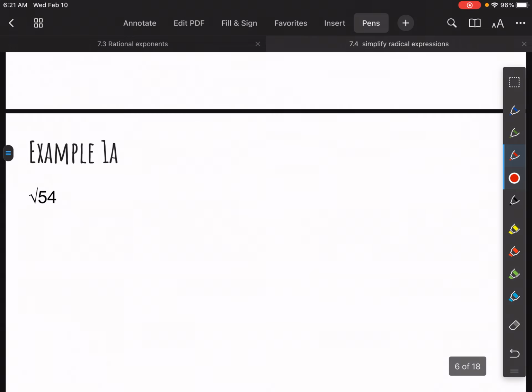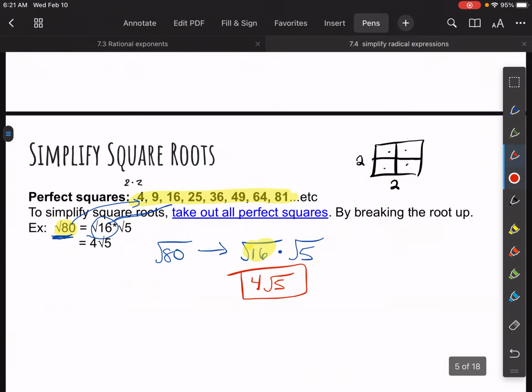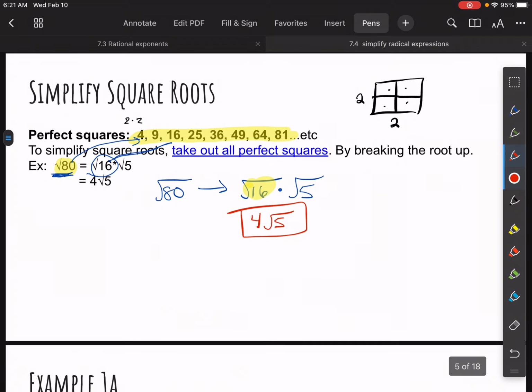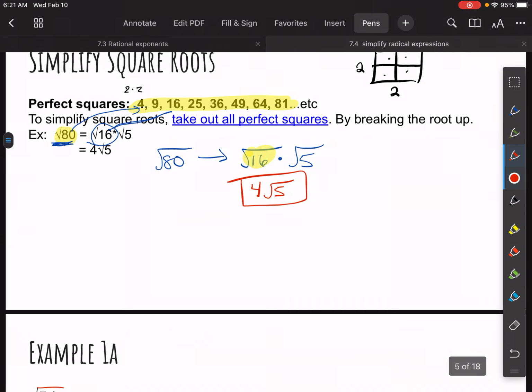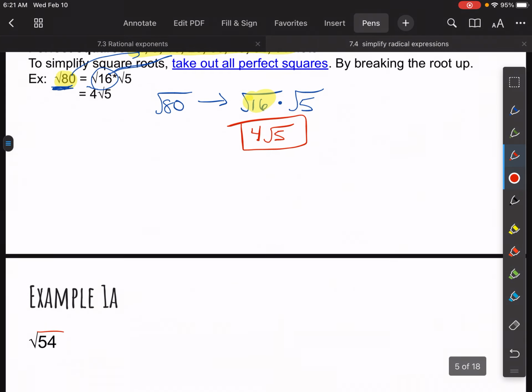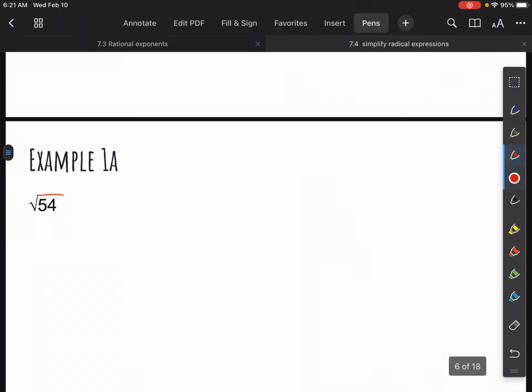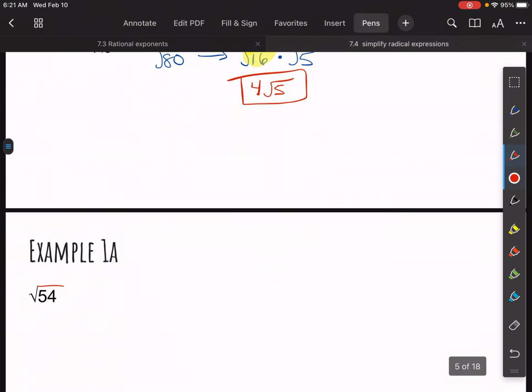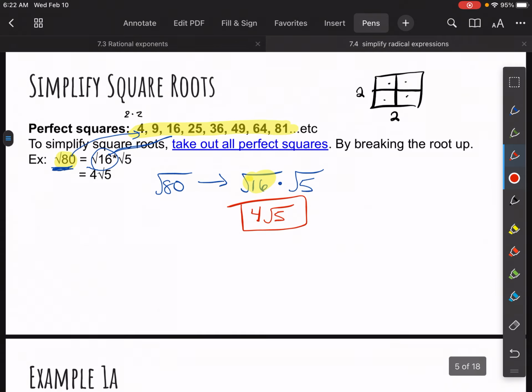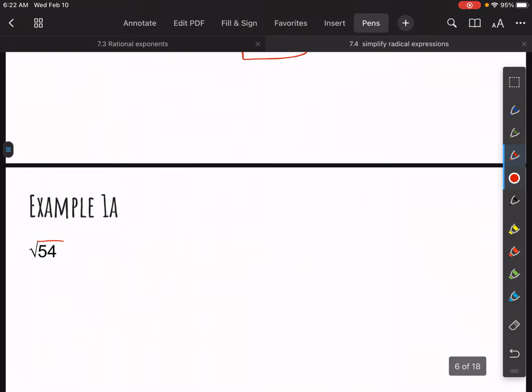So here, let's try some more examples of this. We have the square root of 54. Think about which of these perfect squares, 4, 9, 16, 25, what number goes into 54 evenly, if any of them. So you might want to start at 4 if you're unfamiliar with this. Start at 4, see if 4 goes in. If it does, you could break it apart. In this case, I know 4 does not go in. So when I go to 9, 9 goes in.